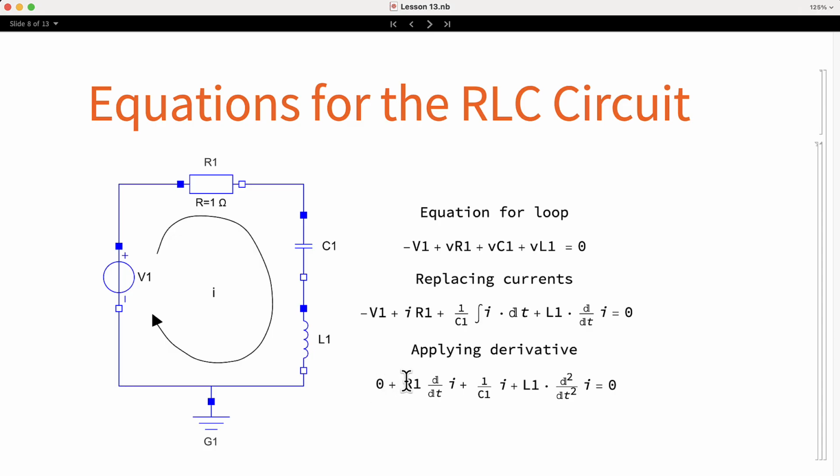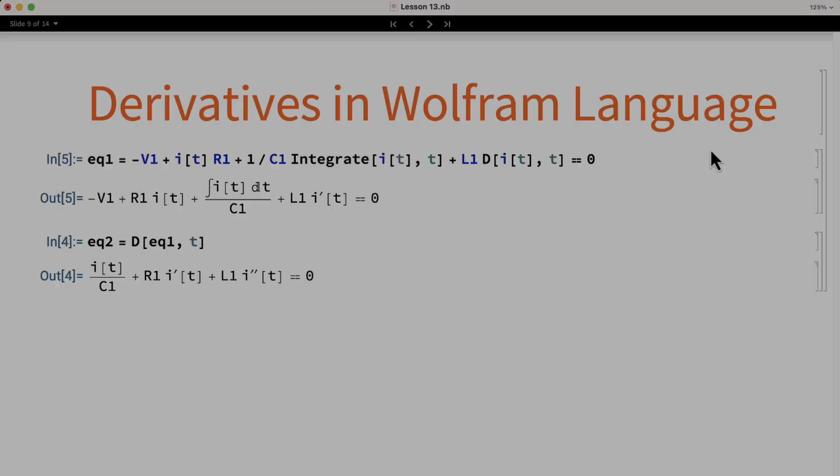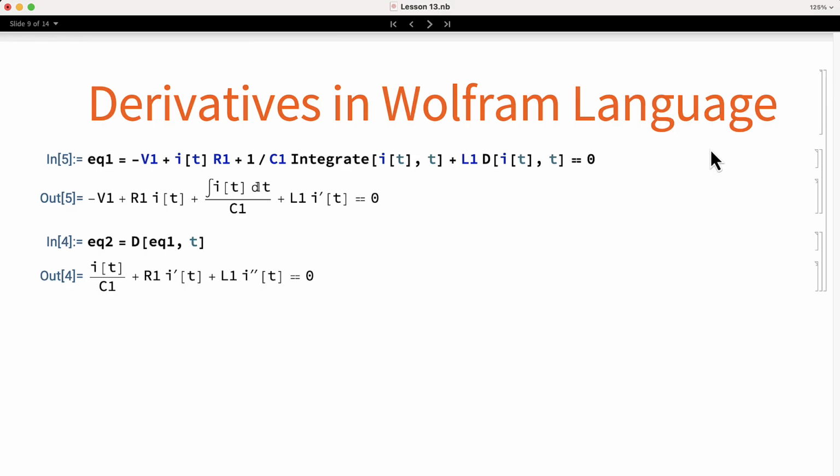For R1, it results in the derivative of the current. The integral gets cancelled, and in the case of the inductor, which already contains the derivative of the current, it results in a second order derivative. If the last step was a bit difficult to follow for you, I will show you a very easy way of doing it using Wolfram Language.